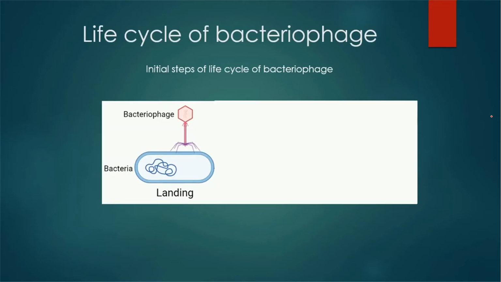The first step involved in the replication of bacteriophage is the injection of its genetic material into the bacterial cell. The steps involved in this process are landing. In the process of landing, the bacteriophage lands on the surface of the bacteria.